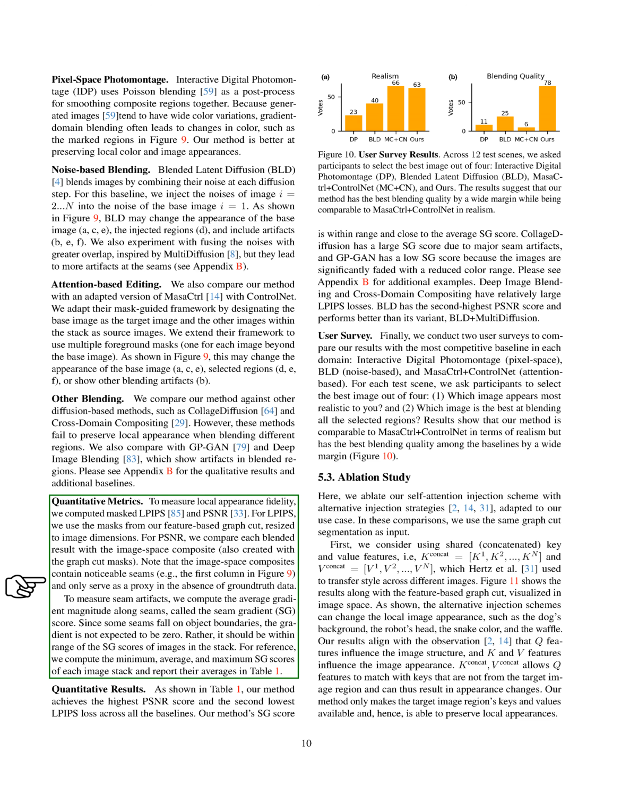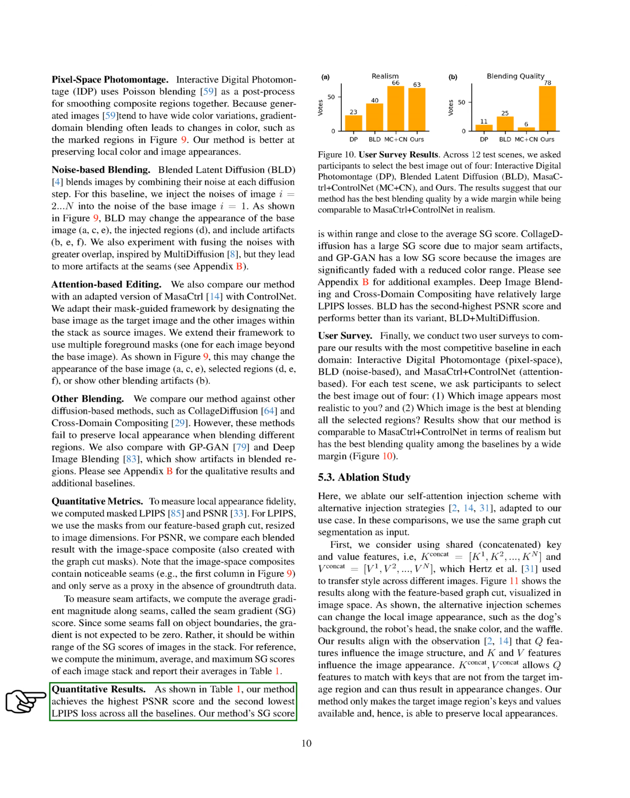We resize the masks from our graph cut to match image dimensions for LPIPS and compare blended results with image space composites for PSNR. The image space composites contain noticeable seams and serve as a proxy due to the lack of ground truth data. We also compute the seam gradient score to measure seam artifacts, expecting some seams to fall on object boundaries. We report the minimum, average, and maximum seam gradient scores for each image stack in a table.